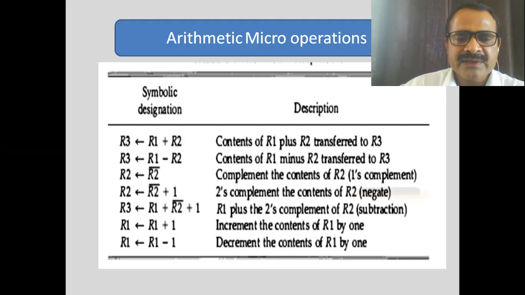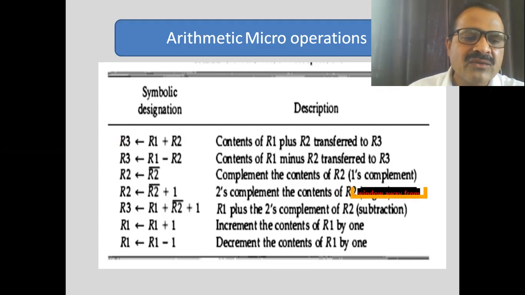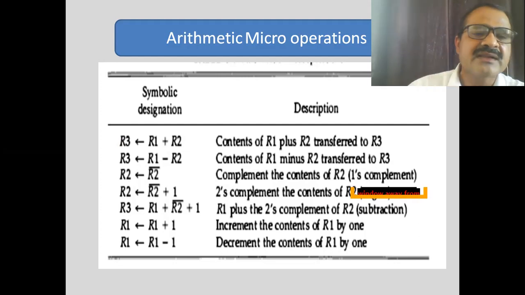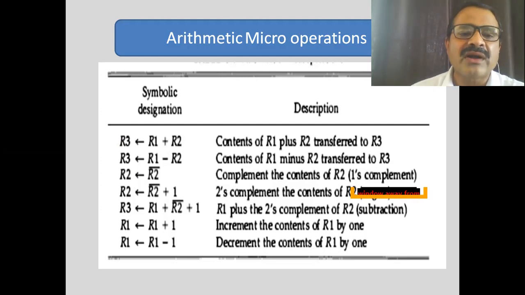First of all, the content of register R2 will be complemented, meaning its one's complement will be taken. One's complement is nothing but replacing 1 by 0 and 0 by 1, and the ultimate result will be stored in the register called R2. This is one example of an arithmetic operation.